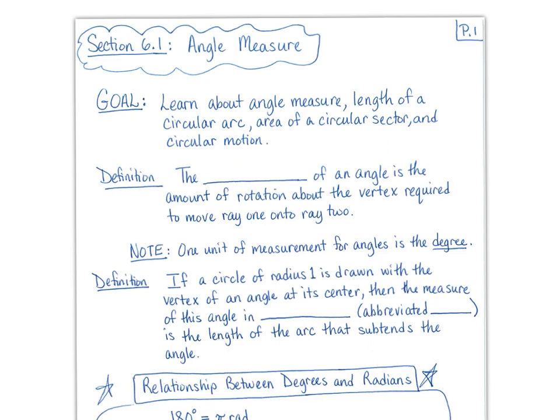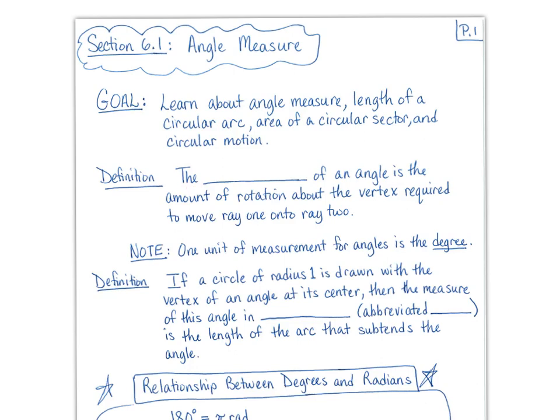So section 6.1 is about angle measure. Our goal is to learn about the length of a circular arc, also called arc length, learn about the area of a circle sector, and talk about circular motion. Okay? Let's start out with the definition.